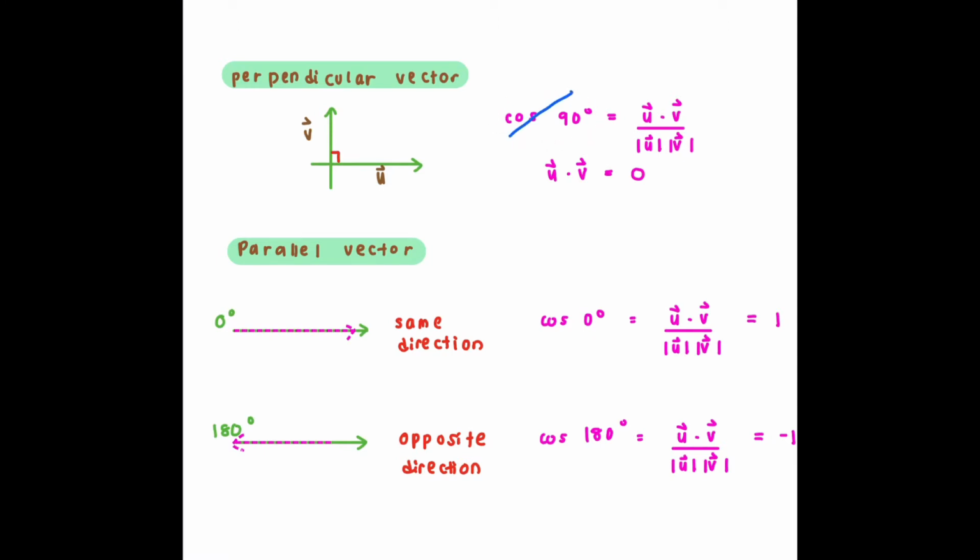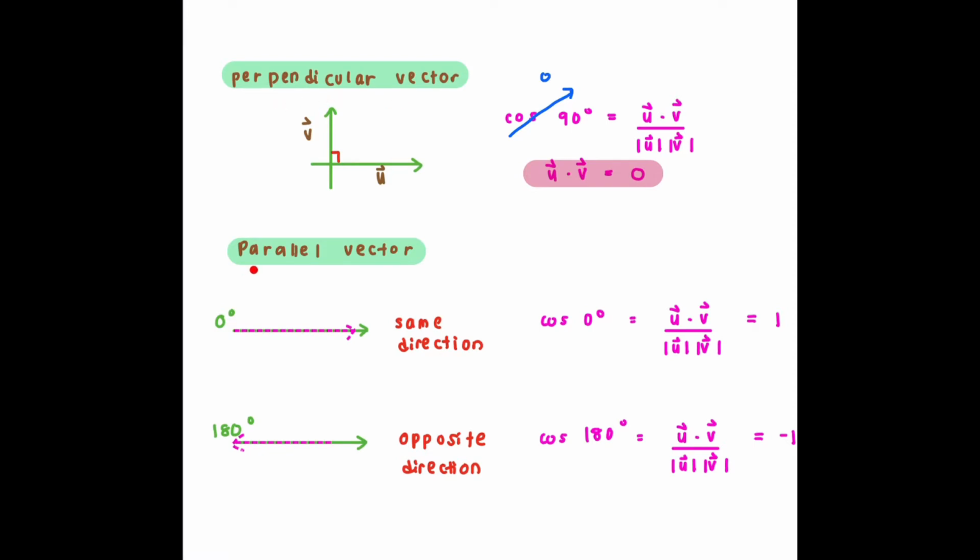Therefore, since cos 90 degrees is 0, we can imply that u dot v is equal to 0. So if we calculate u dot v and get the value of 0, we know that the angle between u and v is 90 degrees and they are perpendicular to each other.